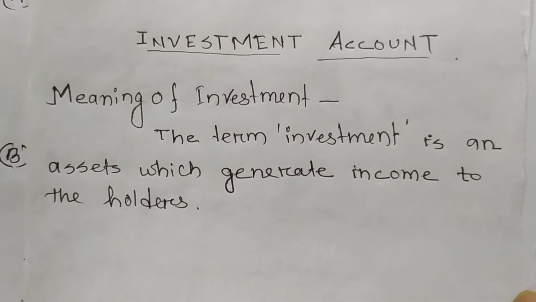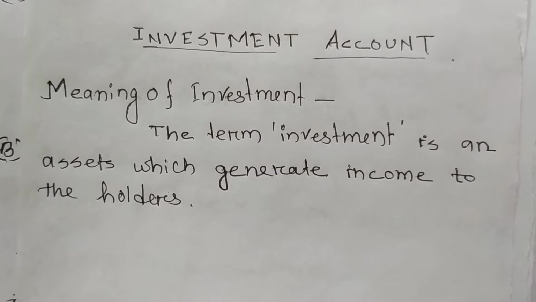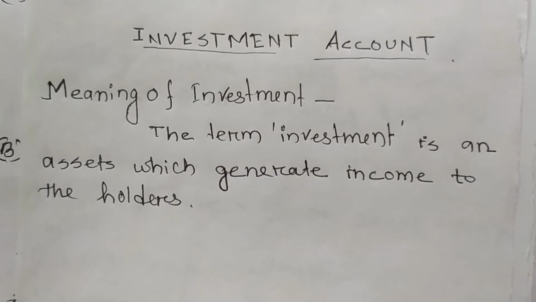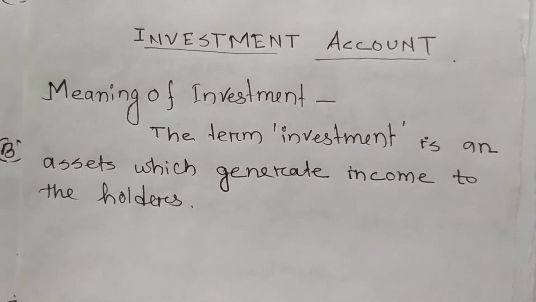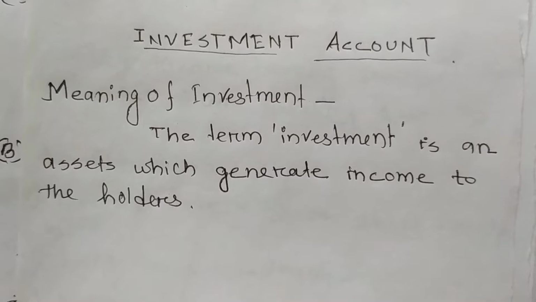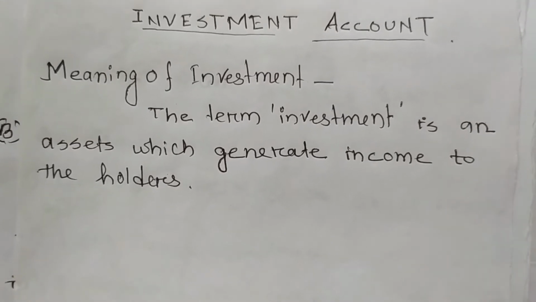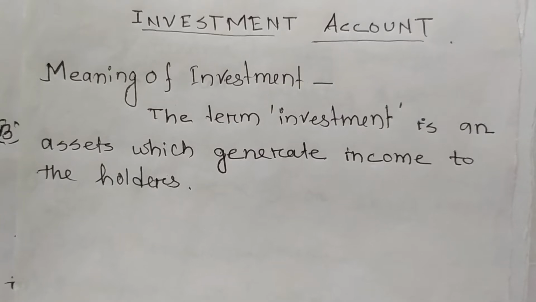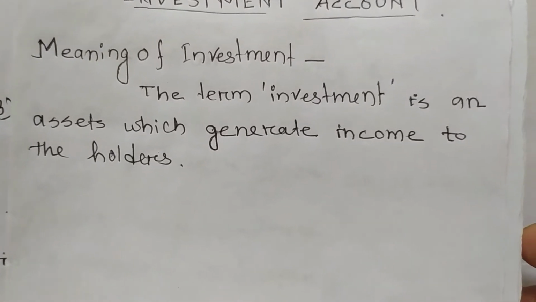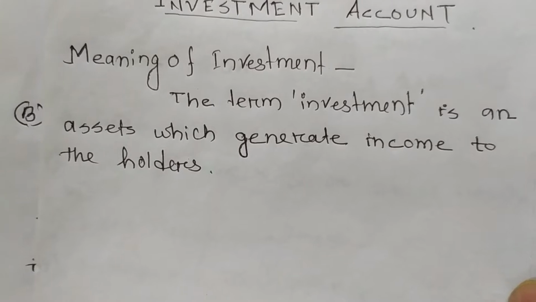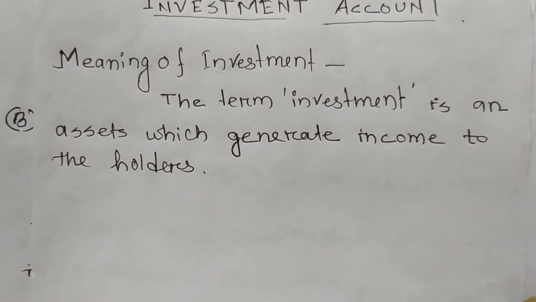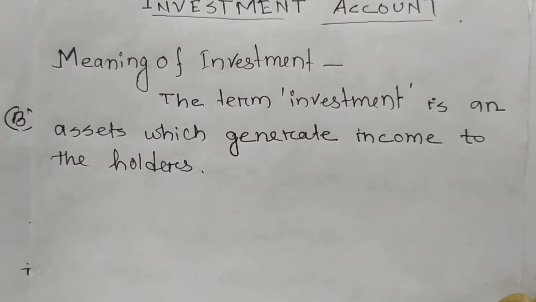The basic purpose of investment is to earn income. The income may be earned in the form of interest, or in the form of dividends. When a person invests in securities such as debentures, preference shares, the investor earns the income in the form of interest. When they invest in securities such as equity shares, they earn dividend. Is it clear? Now look, what is the meaning of investment? The term investment is an asset which generates income to the holders. That means the investment is an asset which helps in earning income to the investment holders.